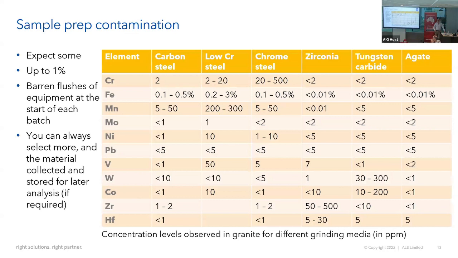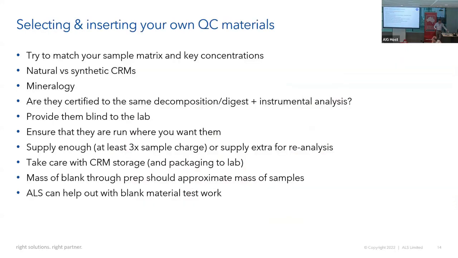Sample prep contamination, you need to expect some, up to around about 1%. We do barren flushes of the equipment at the start of each batch. You can always select more. Selecting and inserting your own QC materials.